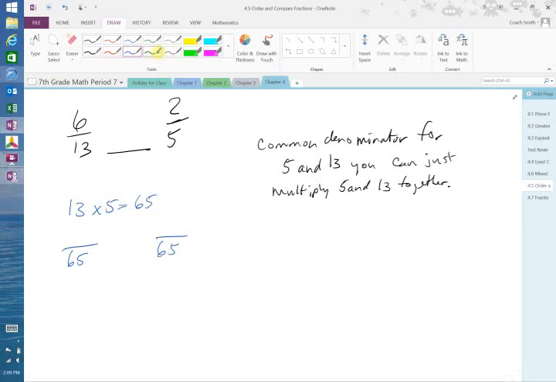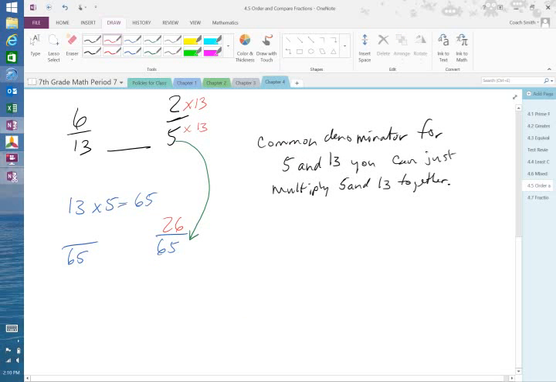So, what did we do to 5 to make it 65? Multiplied it by 13. So I do the same thing to the top, which makes that 26. What did I do to 13 to make it 65? Multiplied by 5, so I do the same thing to the top, which makes that 30. So which is larger, 30 or 26? 30. So I'm going to put the is greater than sign in the blank.